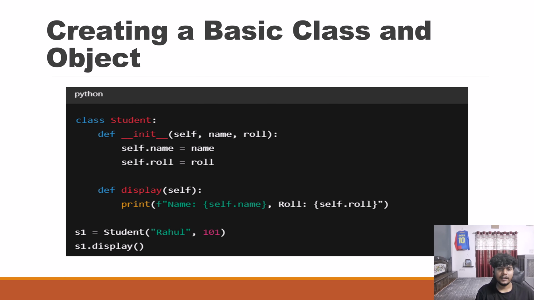Now let's start with creating a basic class and an object. Here we have an example which we have created. In this example, we have created a Student class with two attributes, name and roll number, and one method called display. The init function is automatically called when we create a new object like s1. When we call s1.display, it prints the values assigned to the specific object. This shows how Python allows us to build blueprints using classes and create real entities using objects. It shows how a class can act as a template and how an object stores its own separate values.